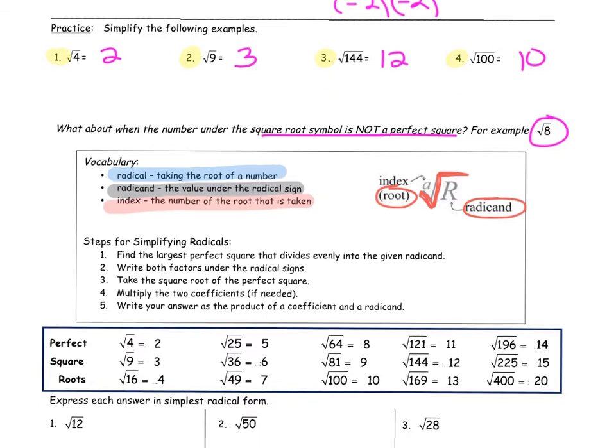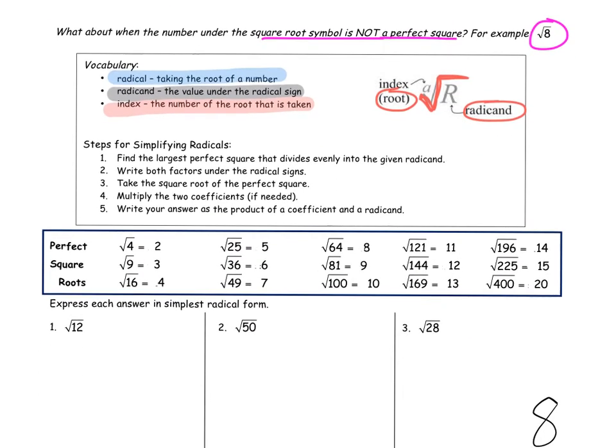Okay, so some of our steps for simplifying radicals. We're going to find the largest perfect square and then divide it evenly into the radicand. We're going to write out both factors under the radical signs and take the square root of the perfect square. And we're going to write our answer as the product of a coefficient and a radicand.